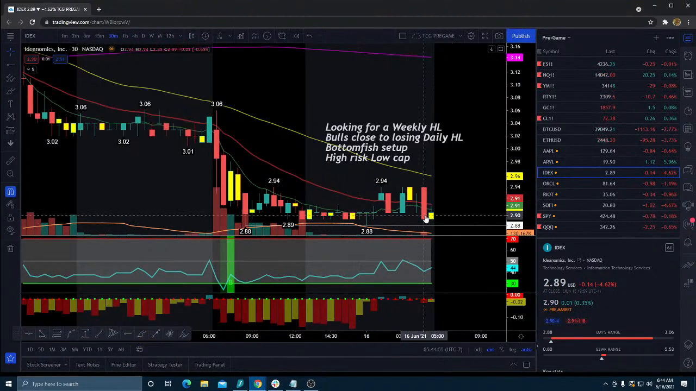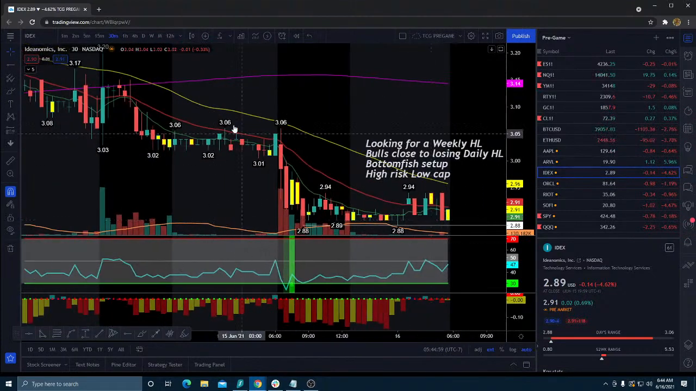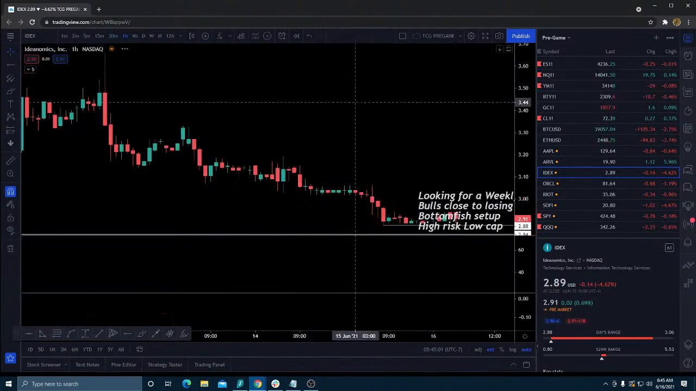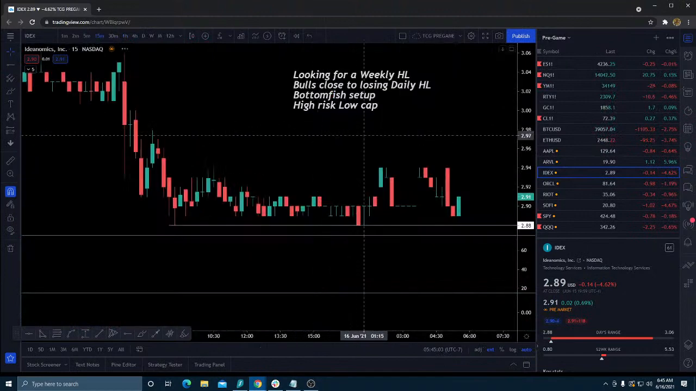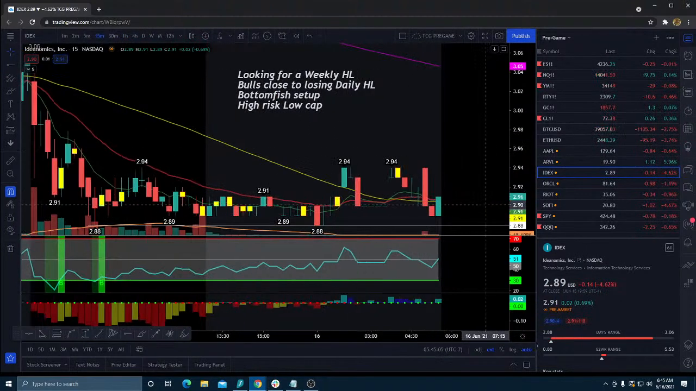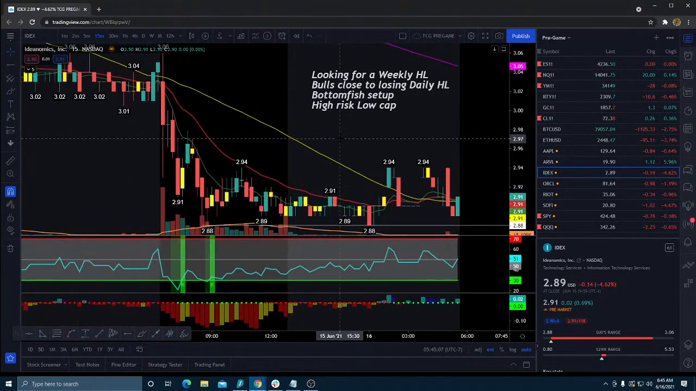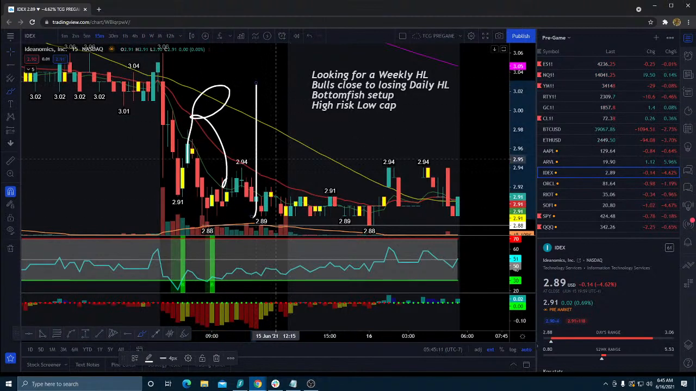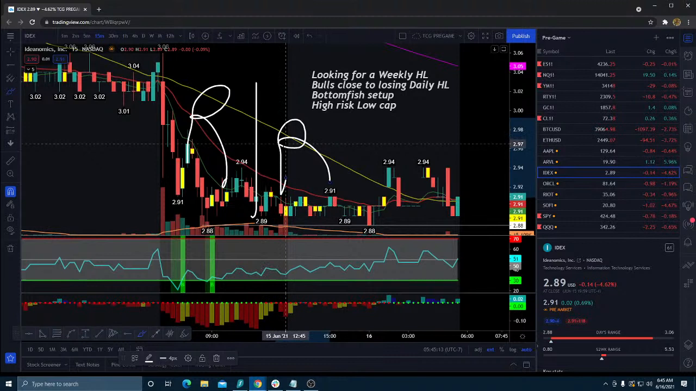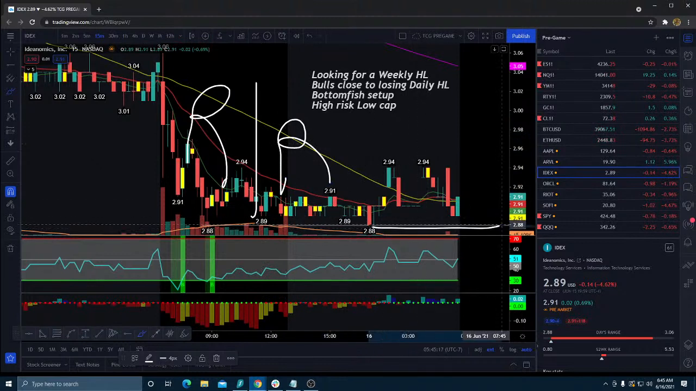So 288, a pullback to 288 could be an area to enter, and it's a lot for a small price name to give it 4 cents, but you could give it 4 cents down to 284 for a potential long. So I like the risk to reward setup on this name, long risk to reward, where I am at a lower risk because I'm so close to my support. So if 288 is lost, you could stop out and then wait for it to approach 284 and re-enter and give it a penny or two of wiggle room.